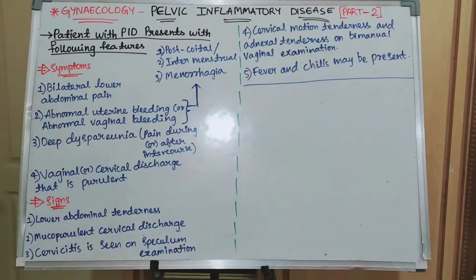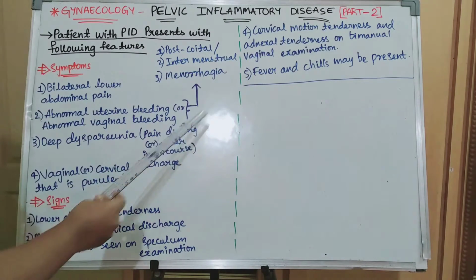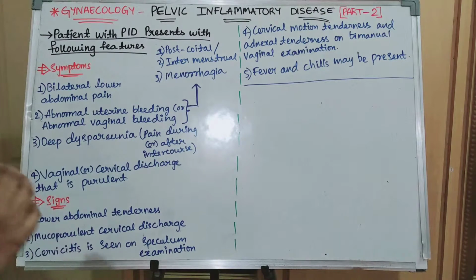And signs. When coming to signs, she will present with tenderness of the lower abdomen. And there will be mucopurulent cervical discharge. And we can also see on bimanual examination that cervix inflammation is present, that is cervicitis is present. On bimanual examination we can also note cervical motion tenderness and adnexal tenderness.